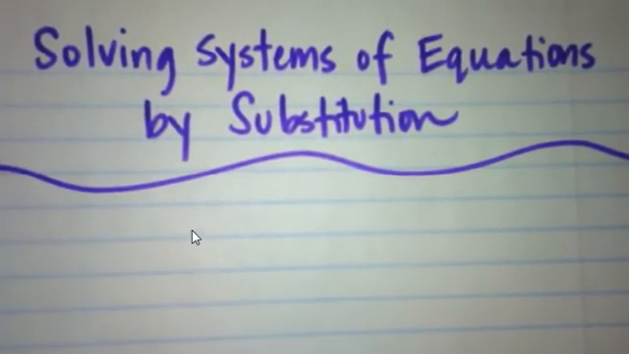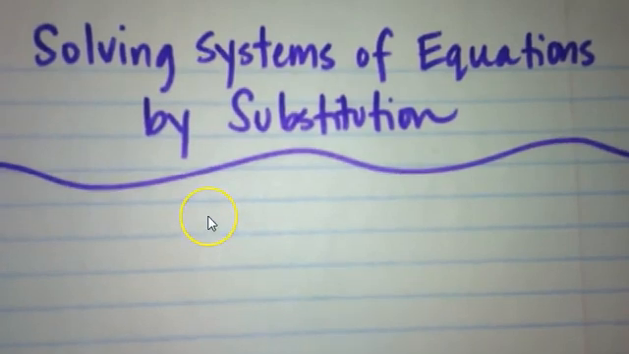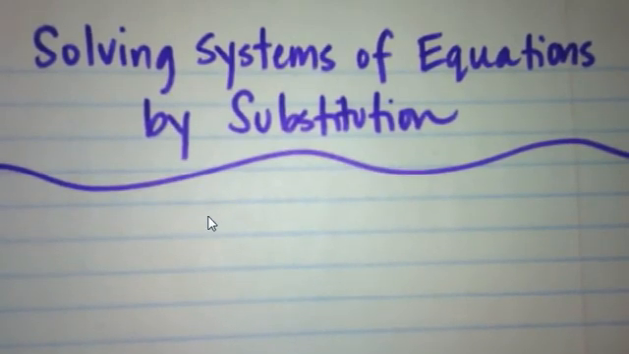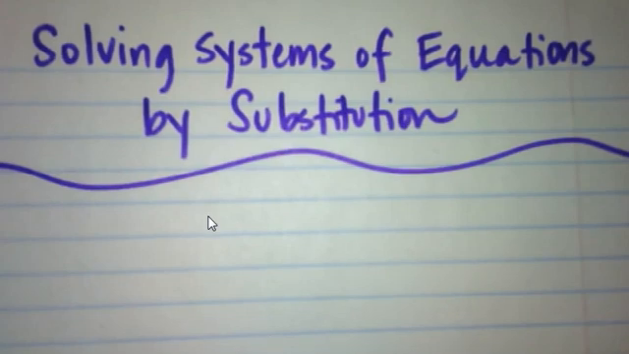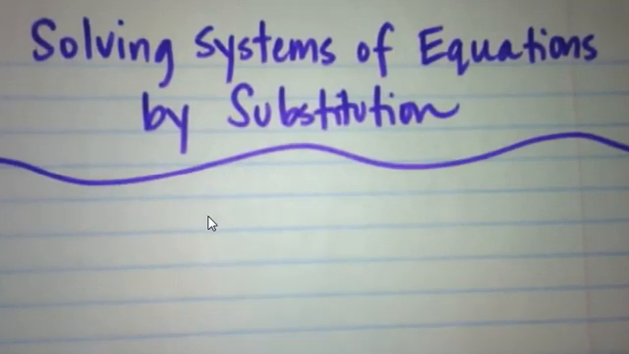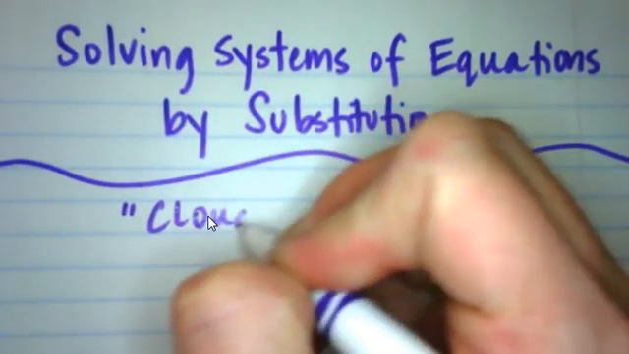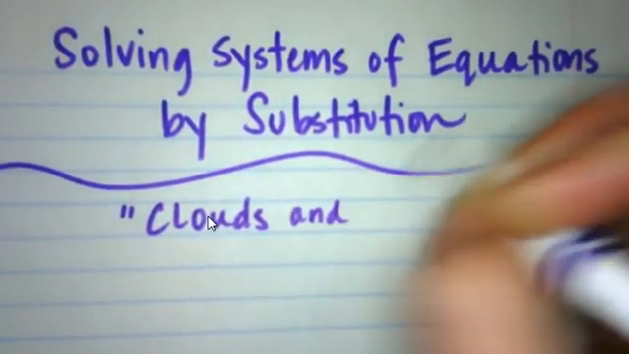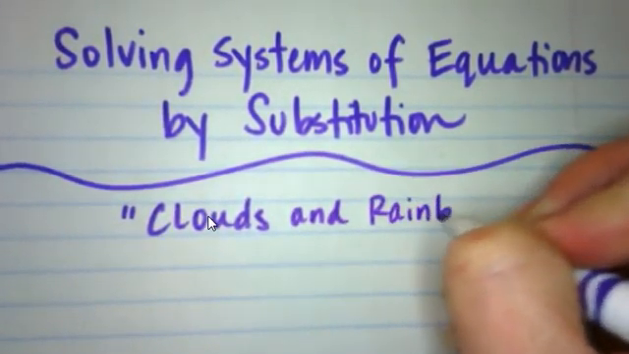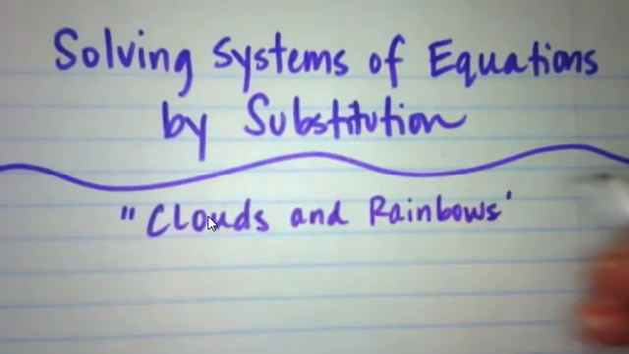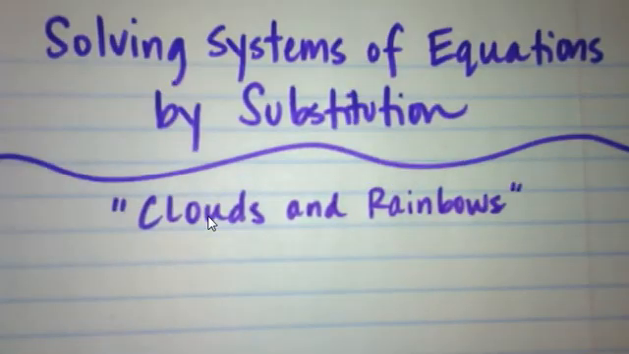But I made a video lesson for your topic today, which is solving systems of equations by substitution. So grab your colors because I like to call this clouds and rainbows. The official name is substitution, but I like to call it clouds and rainbows. You will understand why in just a second.